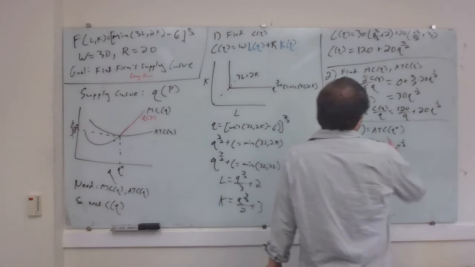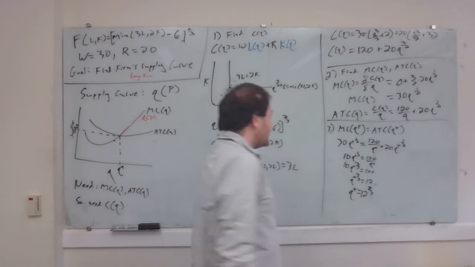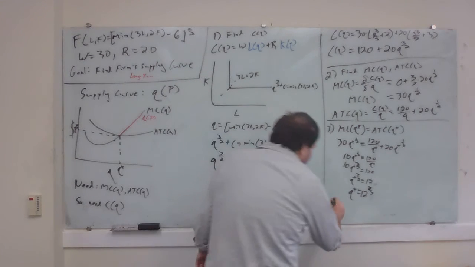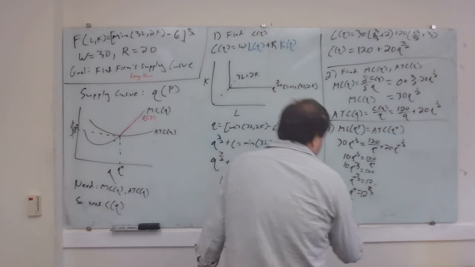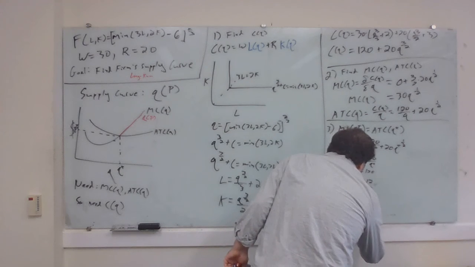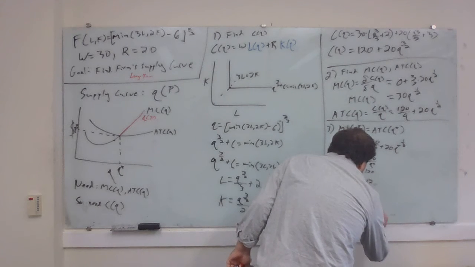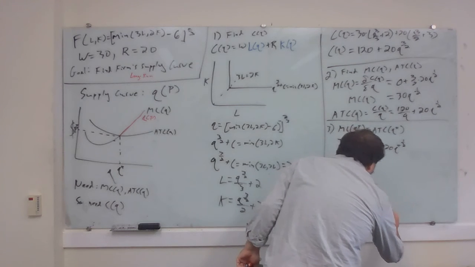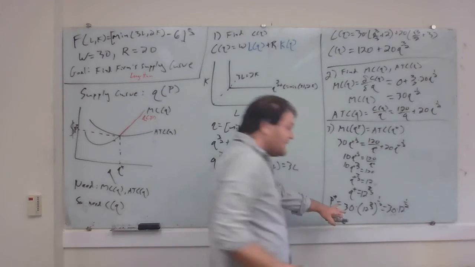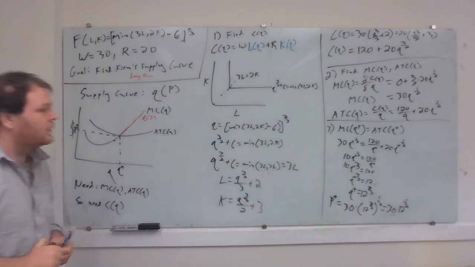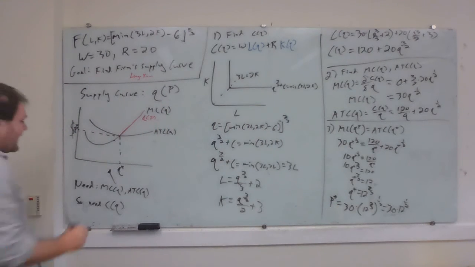Well, our price is going to be equal to the marginal cost at that quantity. So P star is going to be 30 times 12 to the 2/3, all to the 1/2, which is going to be 30 times 12 to the 1/2. Make sense? Wonderful.